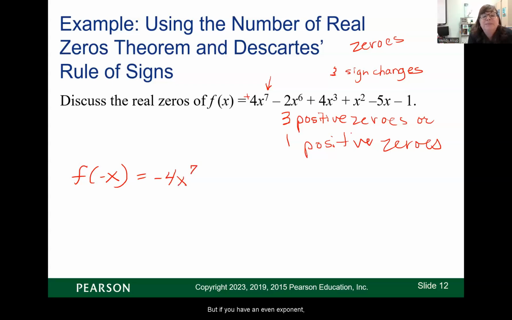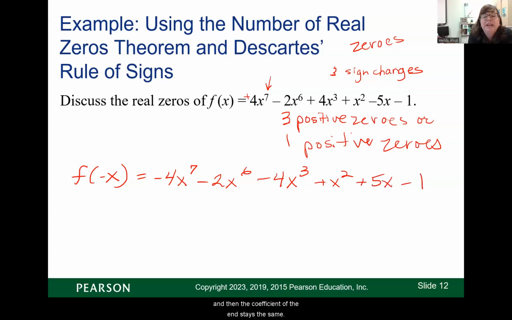But if you have an even exponent, it'll stay the same. This will just be negative 2x to the 6th. Odd exponent, the positive 4x cubed will become negative 4x cubed. X squared, even exponent, this will stay the same, plus x squared. Minus 5 times minus x will be positive 5x, and then the constant at the end stays the same. So f of negative x becomes this polynomial function.